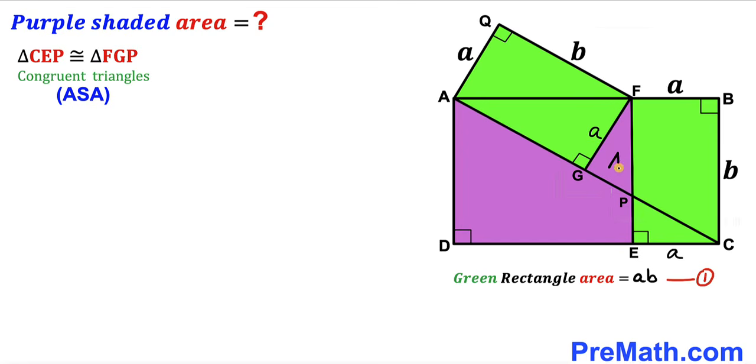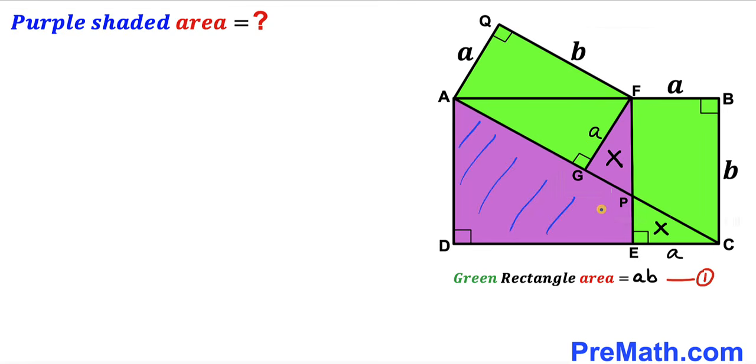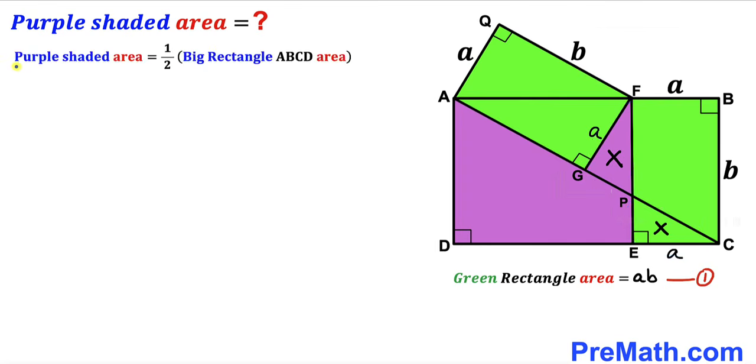And since both of these triangles are congruent, the area of this triangle is going to be equal to the area of this triangle. Let's assume the area of this triangle is x, then the area of this triangle is going to be x as well. And since we are interested in calculating the area of this purple shaded region, and this triangle area is the same as this triangle, we conclude that the purple shaded area is going to be equal to half of this big rectangle ABCD area.